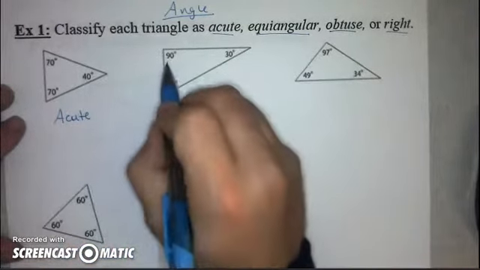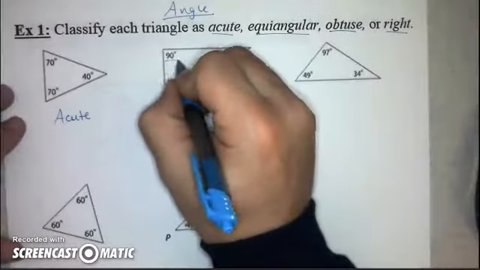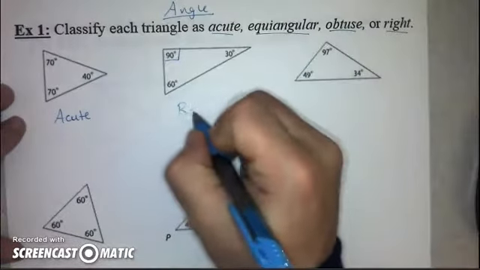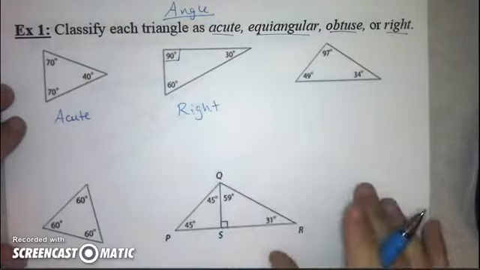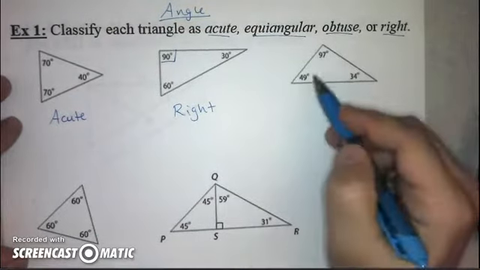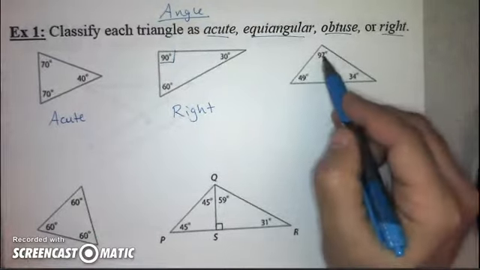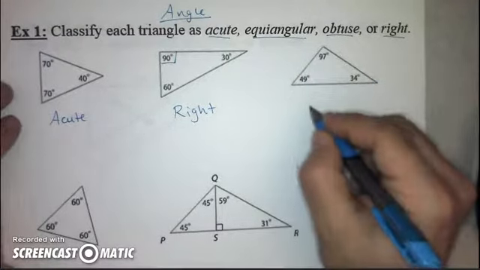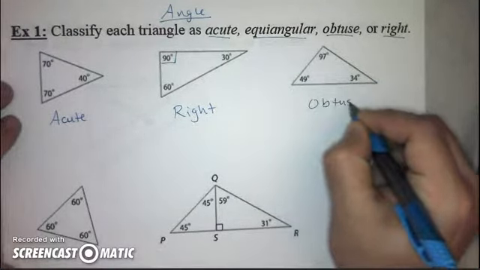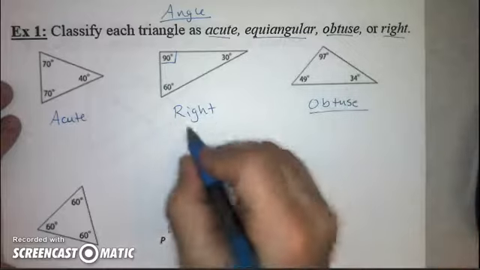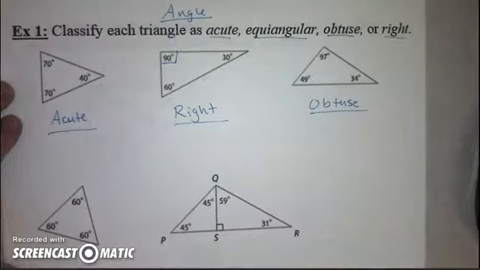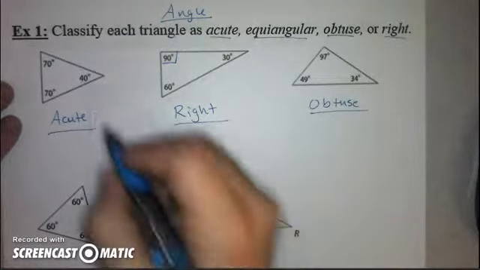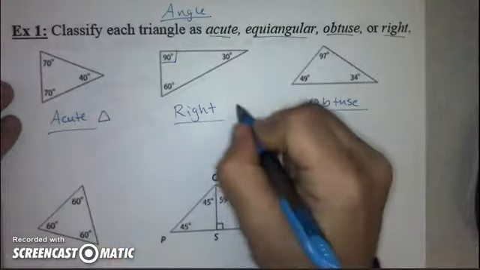And in this example, we have one 90-degree angle, which makes it a right angle. That means it is a right triangle. And then over here we have 49, 34, and 97, so that is obtuse. Since there is one obtuse angle, it's an obtuse triangle. And a lot of times I will not be writing the word triangle, I will just use a triangle as our symbol.